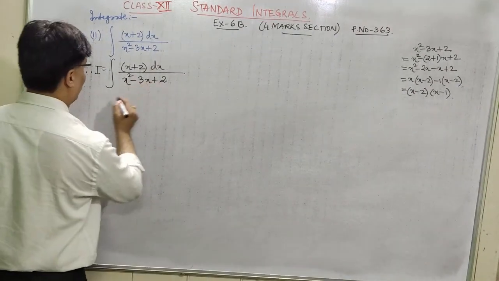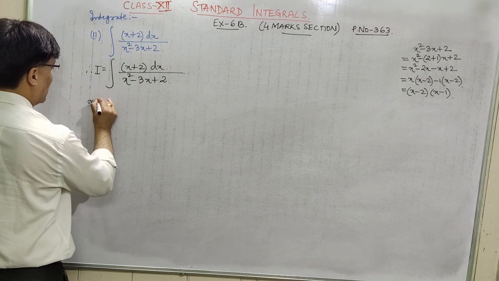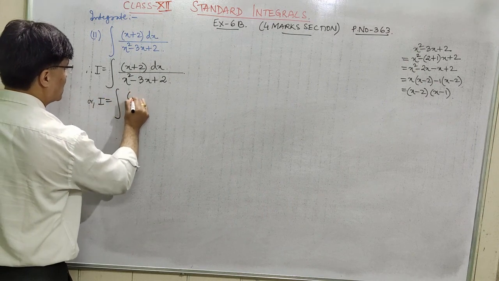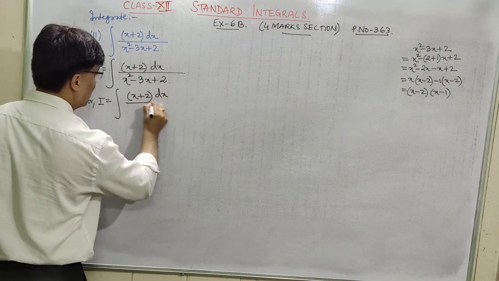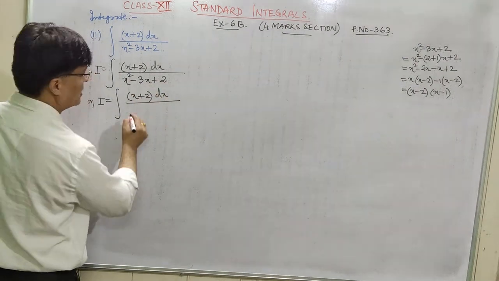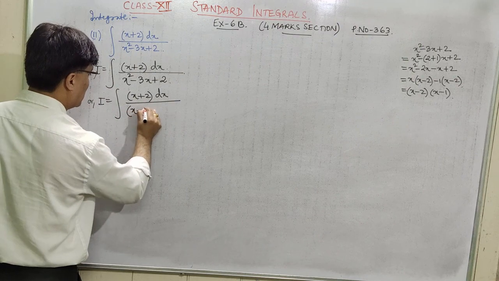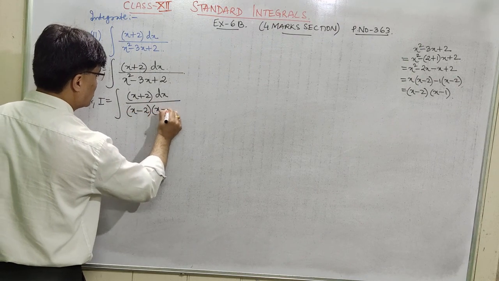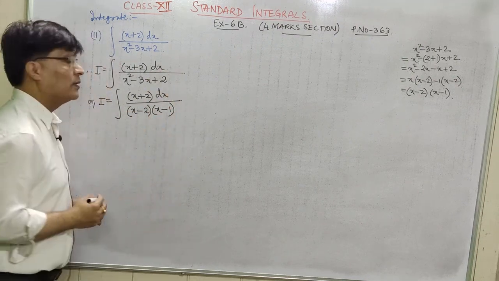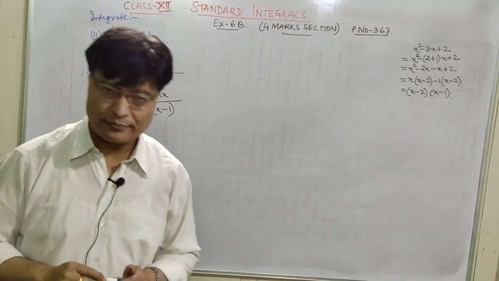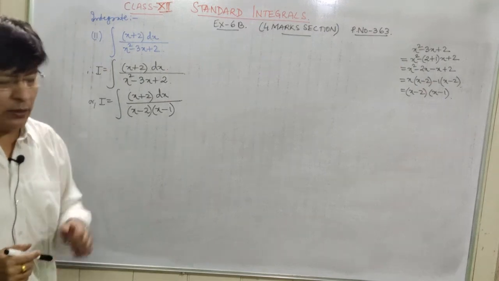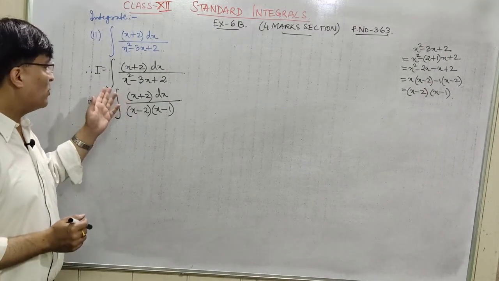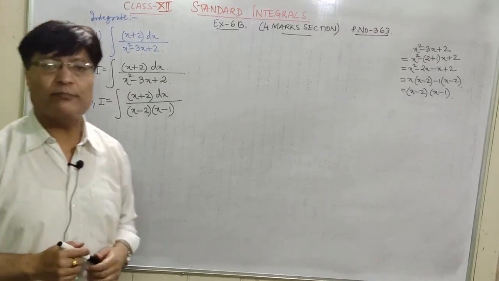So let us write them here, factors. I is equal to integral of (x plus 2) dx divided by (x minus 2) into (x minus 1). Is that clear to all of you? So now we can use the partial fraction method.